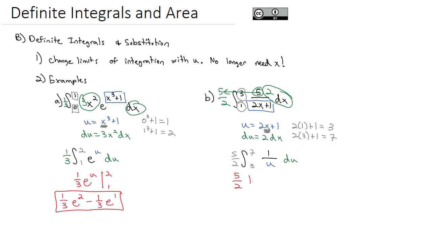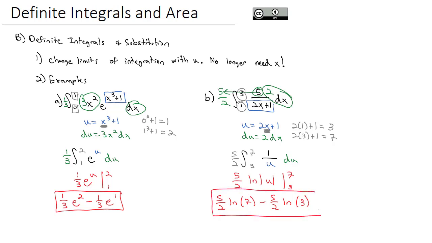Evaluating that, we have 5/2 times the natural log of u, integrated from 3 to 7. Well, we can plug those in to get 5/2 natural log of 7 minus 5/2 natural log of 3. And if you want a decimal answer, you can plug that into your calculator, or we could just leave it as the exact answer here. So with definite integrals and substitution, we need to make sure we change those limits of integration so we can plug them right into our u equation. Our next video is going to look at how definite integrals are connected to the area underneath a curve.